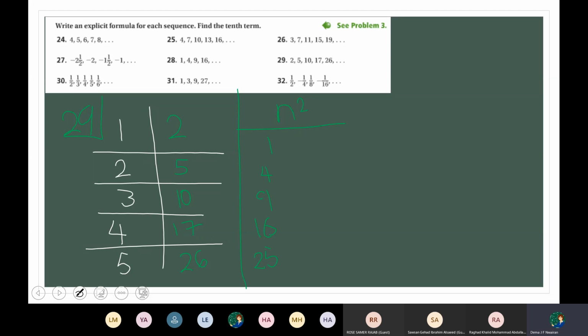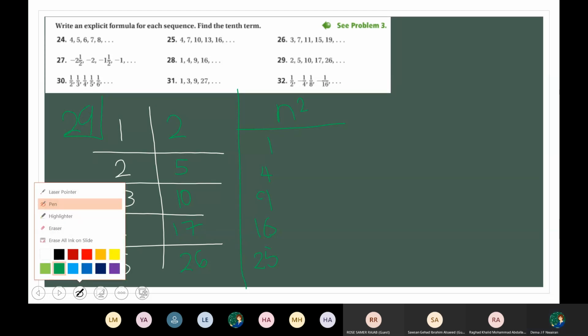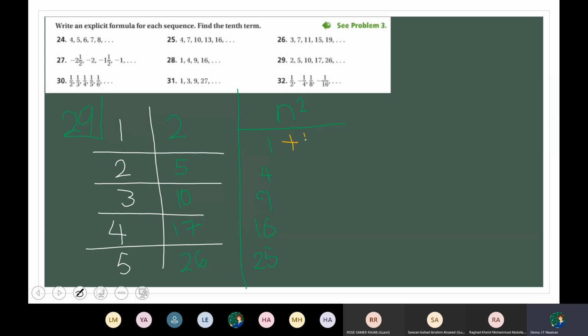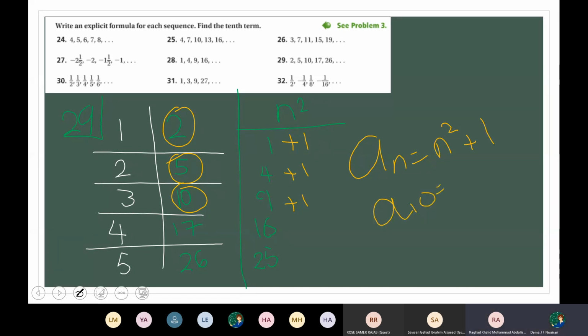Then, as you see, if I add 1 to here, I get 2. I add 1 here, it is n squared plus 1. So a of n will be n squared plus 1. And the 10th term is 101. Every time I forget it. Thank you.